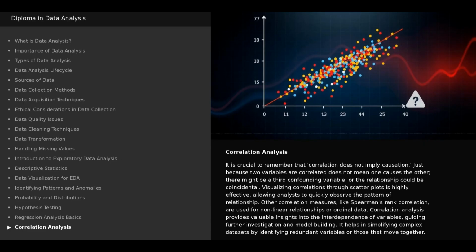Visualizing correlations through scatter plots is highly effective, allowing analysts to quickly observe the pattern of relationship. Other correlation measures, like Spearman's rank correlation, are used for nonlinear relationships or ordinal data. Correlation analysis provides valuable insights into the interdependence of variables, guiding further investigation and model building. It helps in simplifying complex datasets by identifying redundant variables or those that move together.